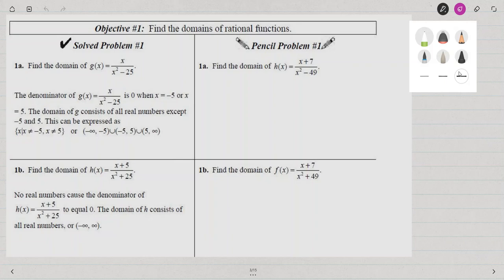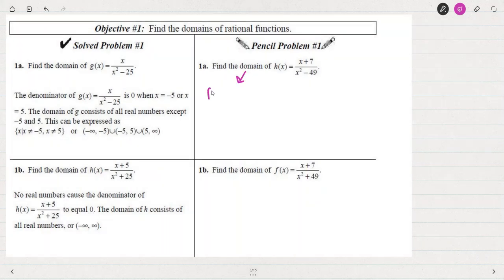Do you remember that the domain of a rational function, so a rational function is something that looks like this, where we have variables in the denominator. And the domain is that we have to restrict the domain so that there's no zero in the bottom, in the denominator. A zero in the numerator is okay, but we can't have a zero in the denominator.